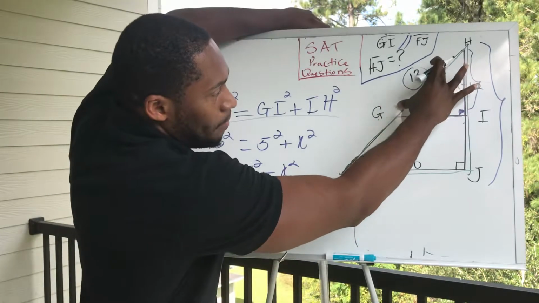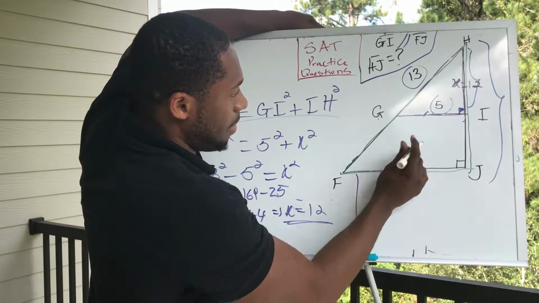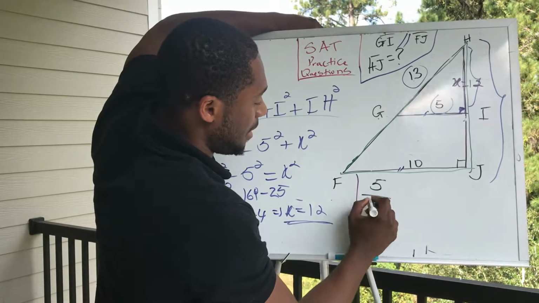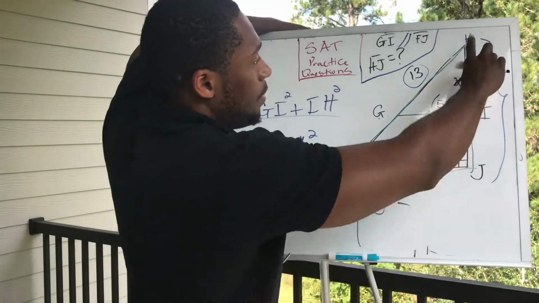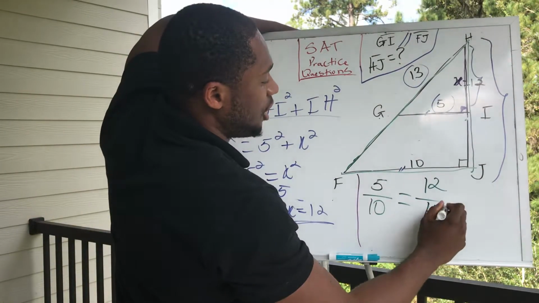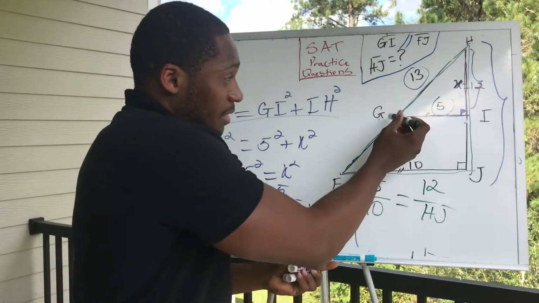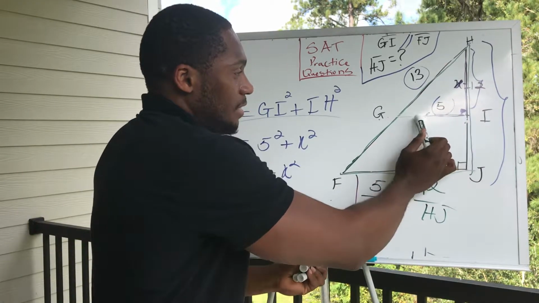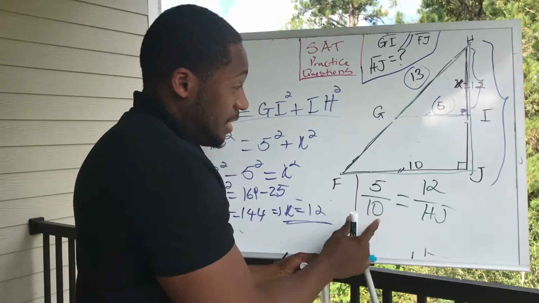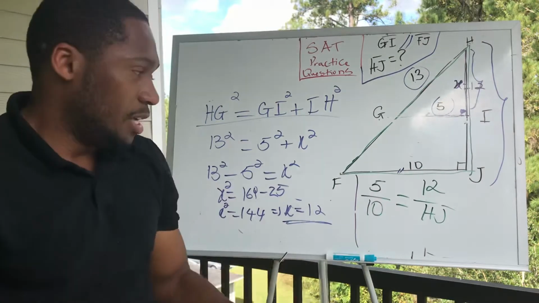So let's take this side, because we don't have the hypotenuse. Let's take the bottom side of this. 5 divided by 10 must be equal to 12 divided by HJ. So the ratios of similar sides are equal. Because this one is the side that is similar to this side, you take this divided by this, and it's going to equal this side divided by this. So we're considering these two triangles. So what do we do here?